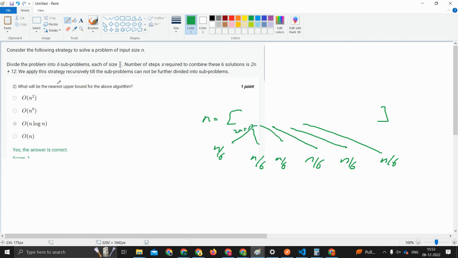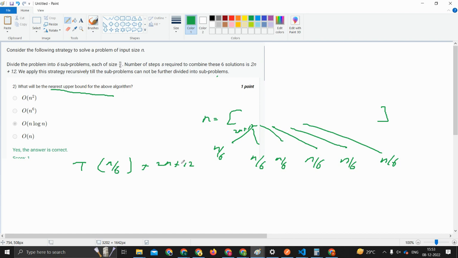Now, we apply this strategy till it cannot be run further. What will be the upper bound for the above algorithm? So they are saying n log n. Go ahead, Uma. Is it n log n? I think so. Yeah, it's n log n, correct.